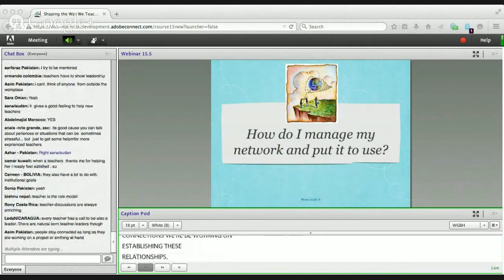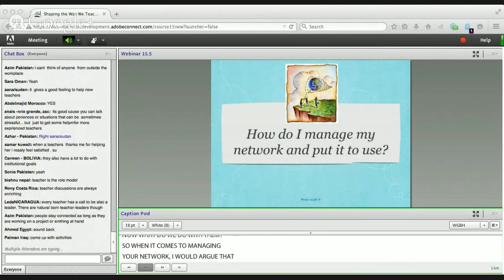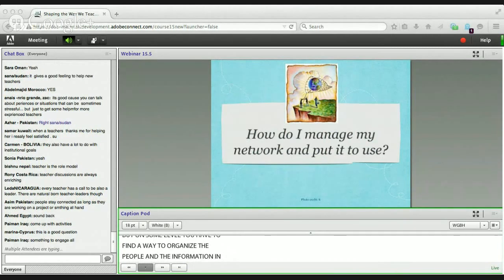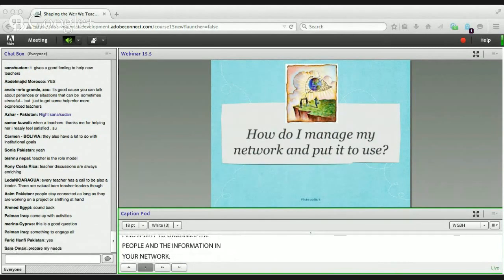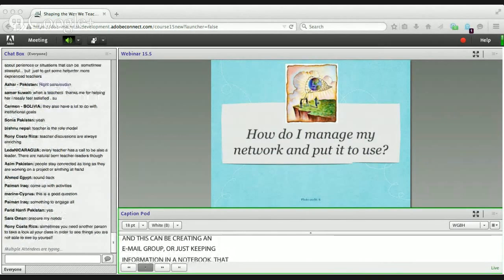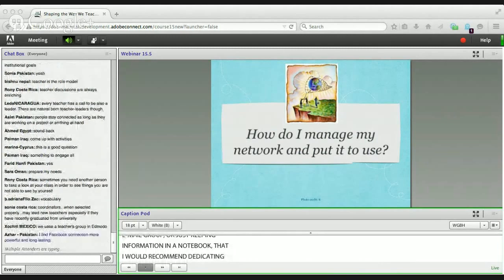So when it comes to managing your network, I would argue that part of this is organization. We all have different personalities and different ways that we connect with people, but on some level, you have to find a way to organize the people and the information in your network. This can be creating an email group or just keeping information in a notebook. But I would recommend dedicating some amount of energy or time into just managing that network.